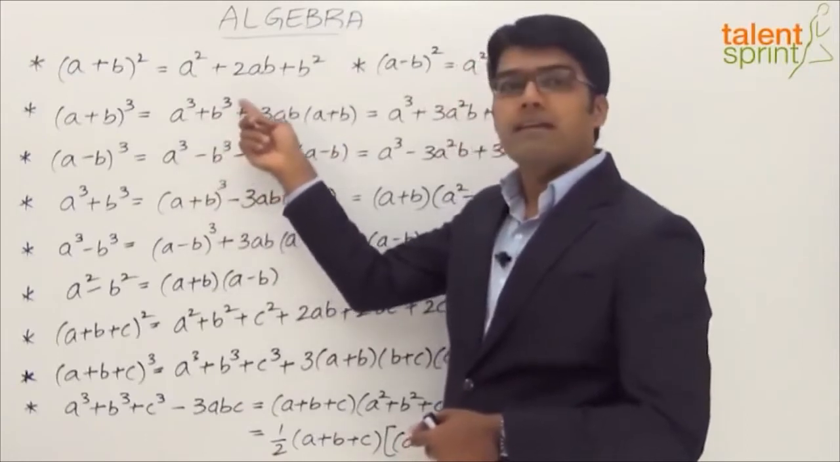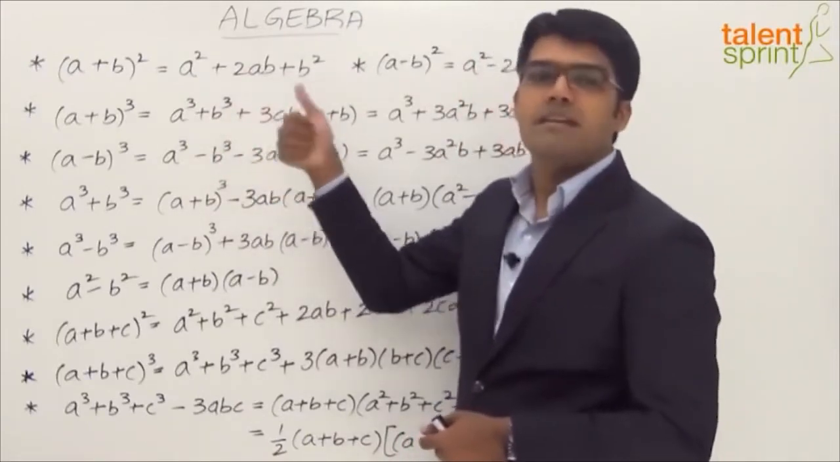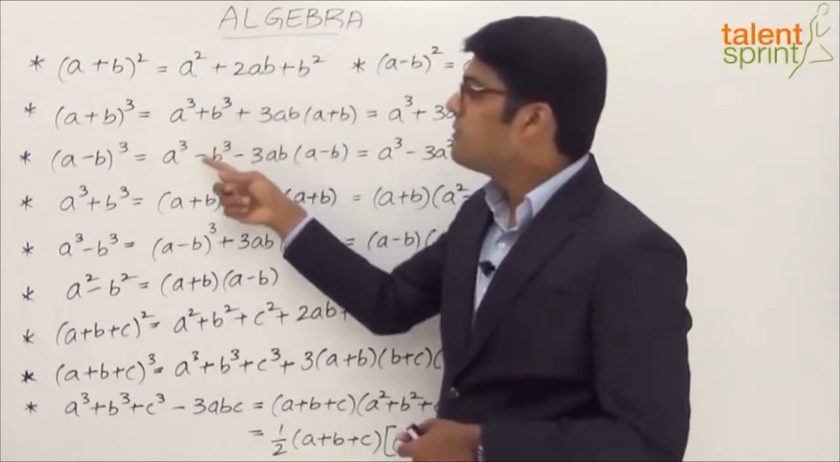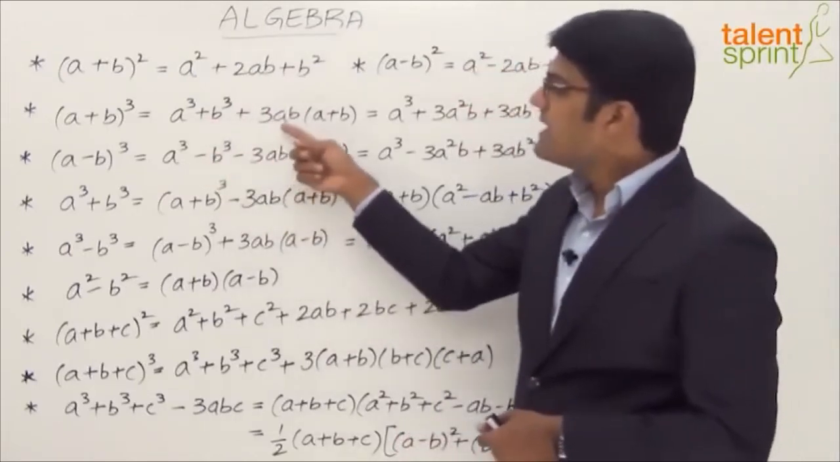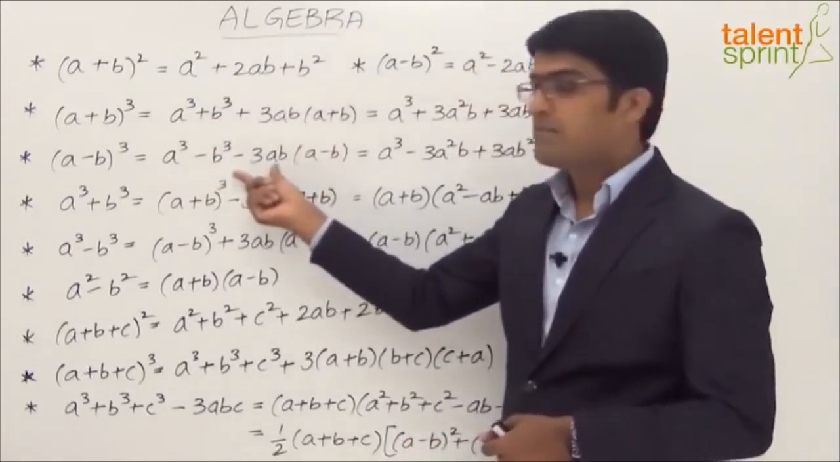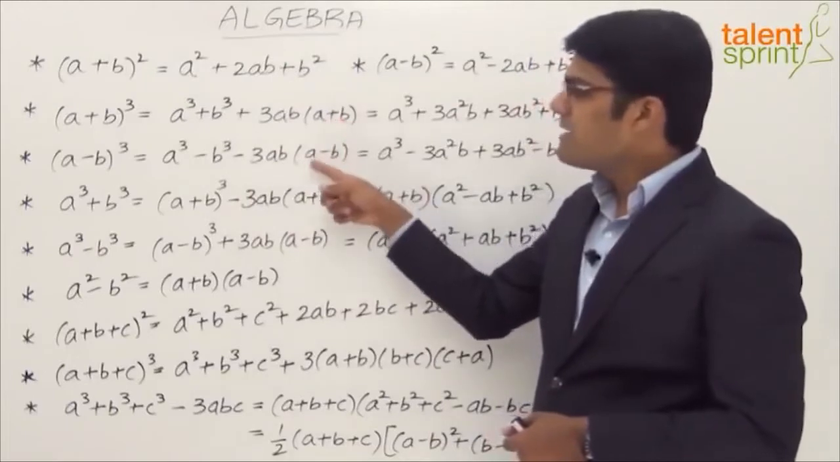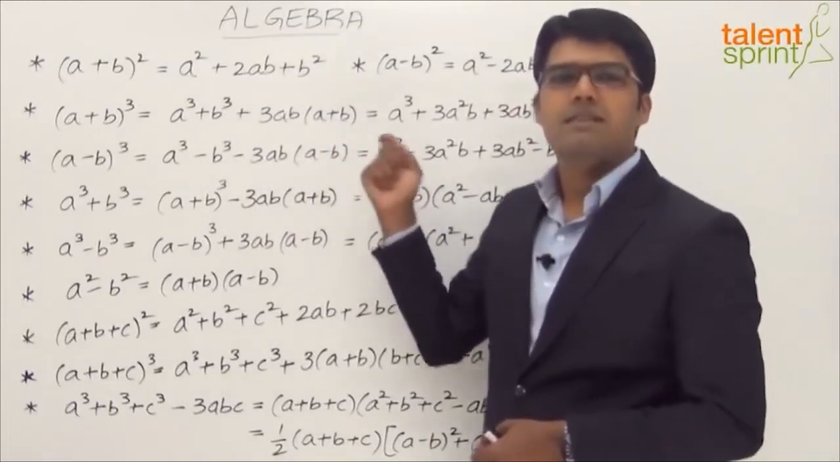If it is b squared, then we can take it as minus b whole square, which again remains as b square. But in this case, b cube becomes minus b cube. Plus 3a into minus b will give you minus 3ab. A plus b becomes a minus b. Alright, so just replace plus b with minus b.